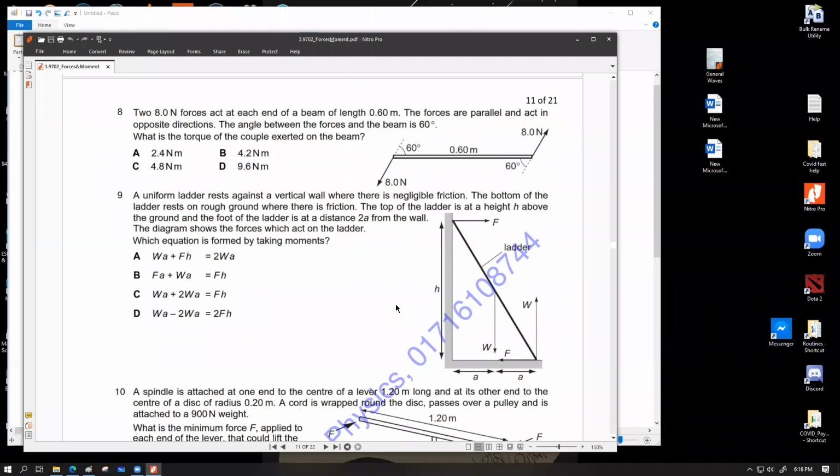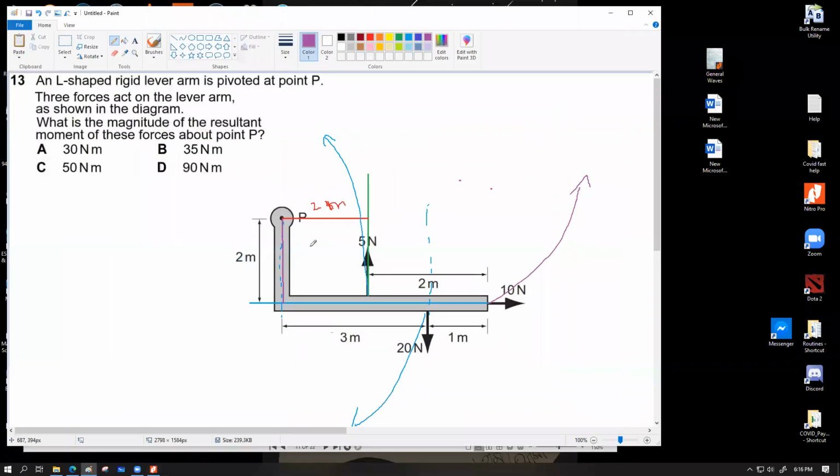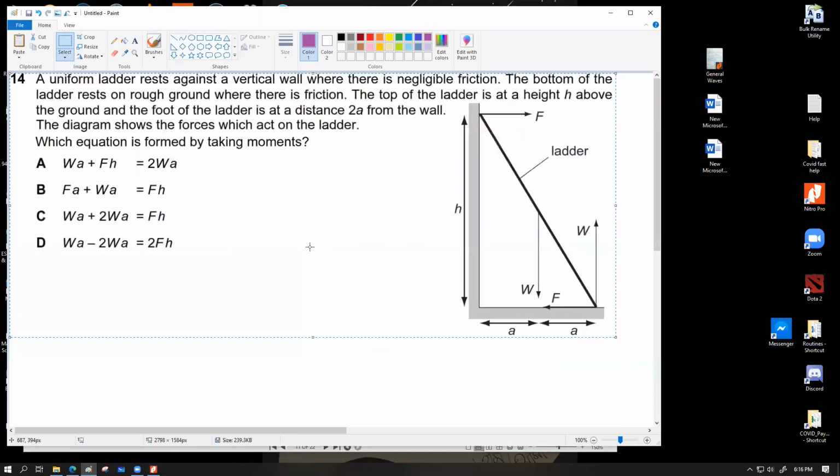Sorry, 10. Sir, 9. আচ্ছা ঠিক আছে, 9 10 যদি দেখাবো সমস্যা নাই। 9 দেখো। 9 is actually a bit confusing. I'll tell you why it can be a bit confusing. Let's try to understand the whole situation.